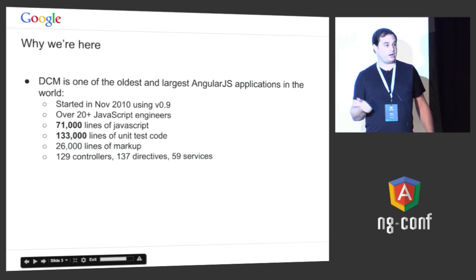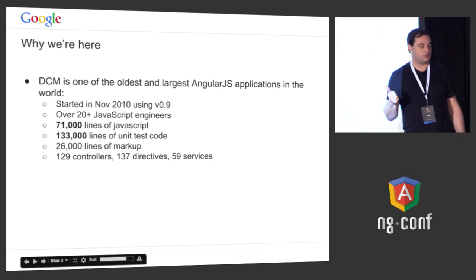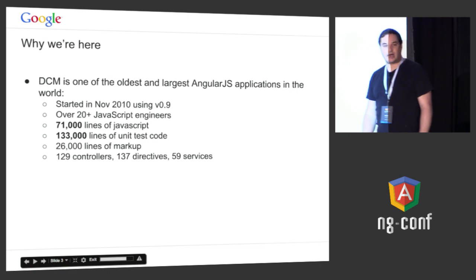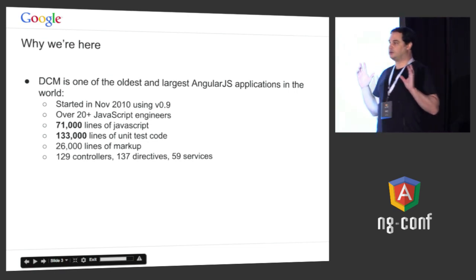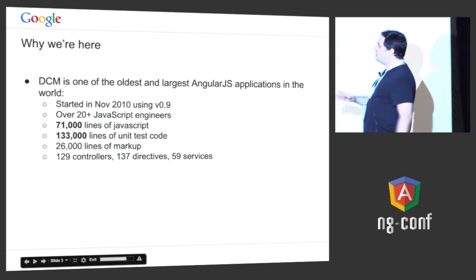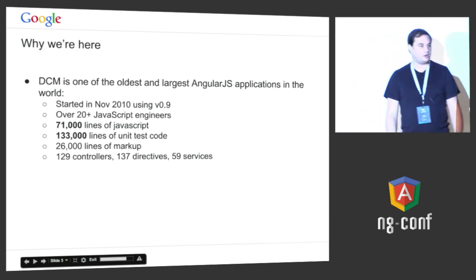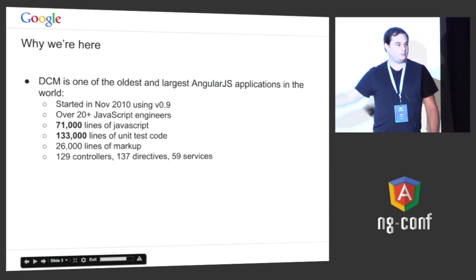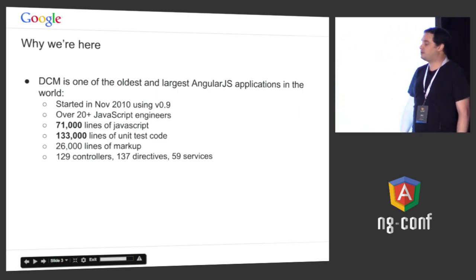We currently have over 20 JavaScript engineers working on a single product. We've got over 71,000 lines of just actual business code, another 133,000 lines of test code, 26,000 lines of markup, 130 controllers approximately, directives, services.